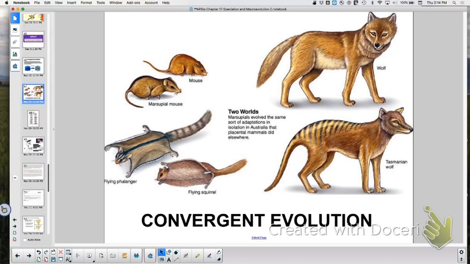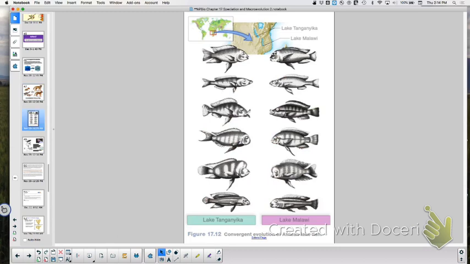It was just different examples. All right. And here's one more. These are cichlids in two different lakes. So they were not able to go back and forth. But look at their evolution over time, how much they mirrored each other in their evolution from those two different lakes. If they have an ancestral species, then this would be parallel evolution. But if they don't share an ancestral species, it would be convergent evolution.